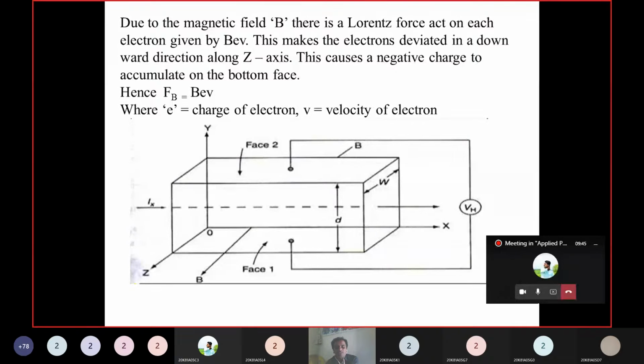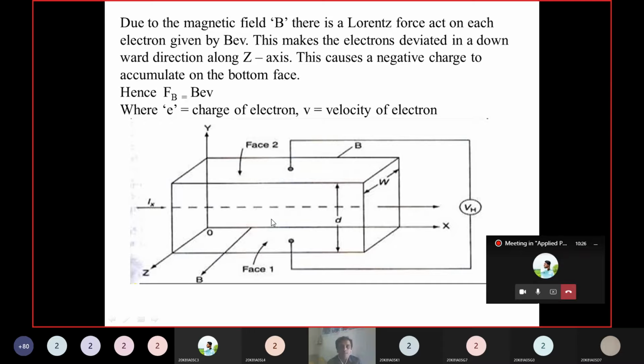Simply, to remember which finger denotes which, use FBI. F means force, B means magnetic field direction, I is the current direction. FBI: thumb is F, index finger is B, middle finger is I. Remember this. Based on this left hand rule, we can find the direction of the force. Here the force direction is the negative y direction, that means the downward direction.